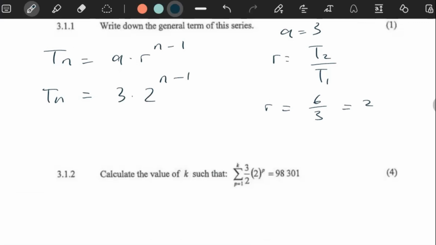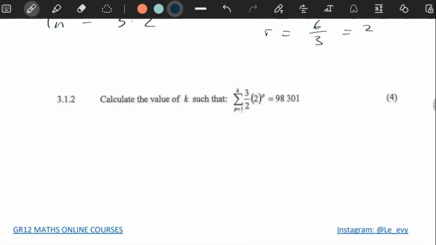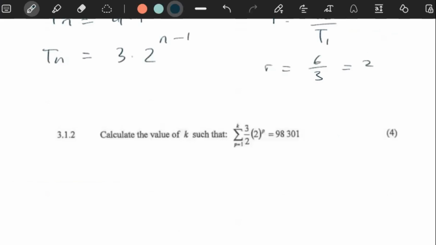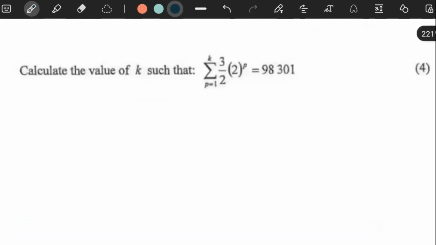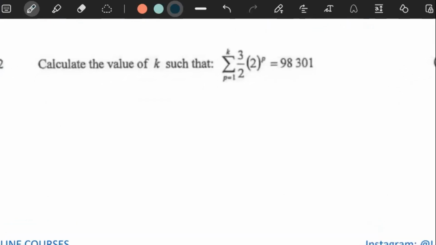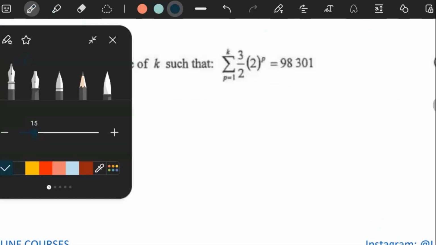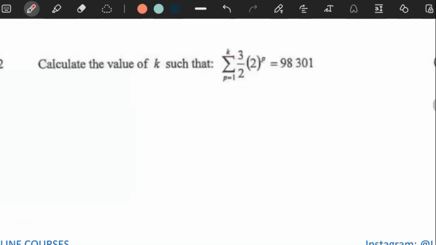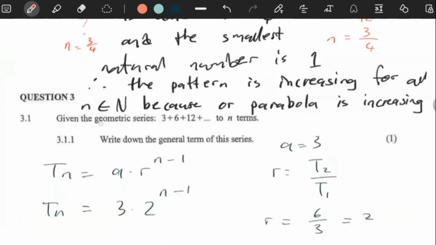For 4 marks, it says calculate the value of k such that this equation is equal to 98,301. So with all that being said, let's see. We can already see that this is a geometric sequence. You have to remember that anytime you see a sigma notation expression, you need to think of a suitable Sn formula. So we already know that this question needs us to use the Sn formula for a geometric series because we're dealing with a geometric series question here.